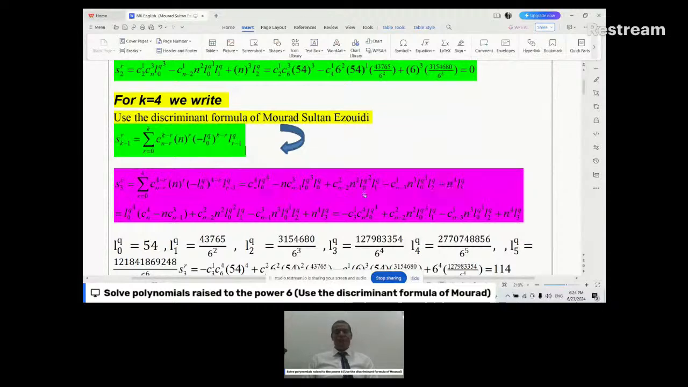Now, learners, you can just focus on the first two terms of the discriminant formula of Mourad Sultan Ezouidi. When k equals 4, you will see that L0 for the Q raised to the power 3 times L0 for the Q is called common factor. I will put this common factor here, learners. The rest will be written as they are, not changed. Meaning the developed expression and the values of combination n minus 2 choose 2 times L0 squared, L1, minus these two terms will be written as they are. I will just simplify the first two terms.